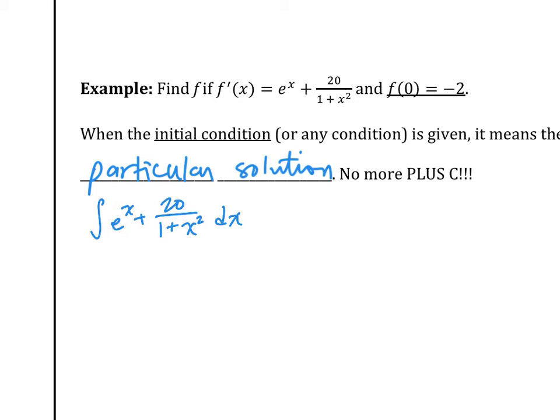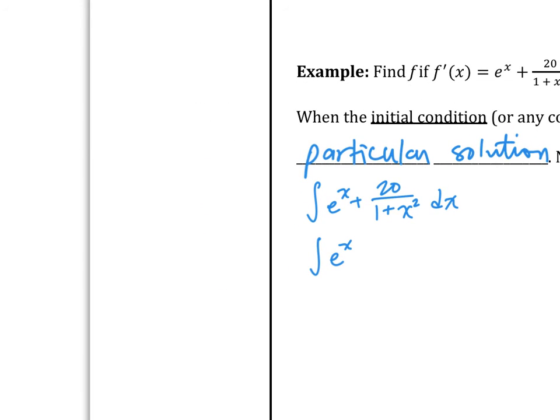All right, so kind of split up the integral in your mind. The integral of e to the x is just e to the x. The integral of this thing here is, whether you remember this form or not, the inverse tangent function with a 20 next to it. If you don't remember, let's do a guess and check. Inverse tangent derivative is 1 over 1 plus x squared. I see that I need that 20 there, so I need to multiply 20 on both sides.